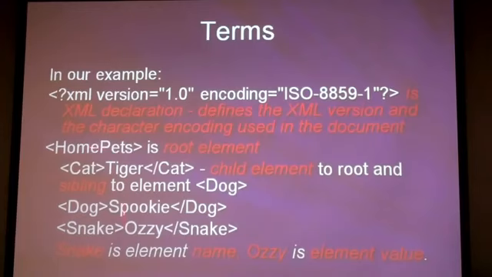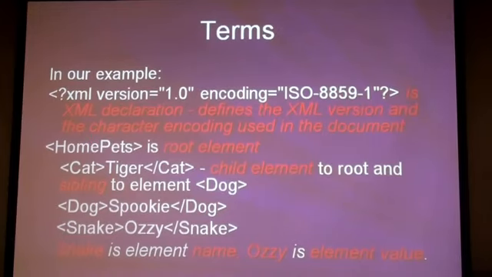For home pets, these elements are children. And from the point of view of these children, home pets is the parent. We also have grandparent, grandchildren. Okay, we have that terminology. Okay, this is official. In this case, snake is the element name. Ozzy is the element value. That's the terminology. We have element name, which is dog. Spooky is the element value. So you should not use double quotes when you specify the value. That's an error.